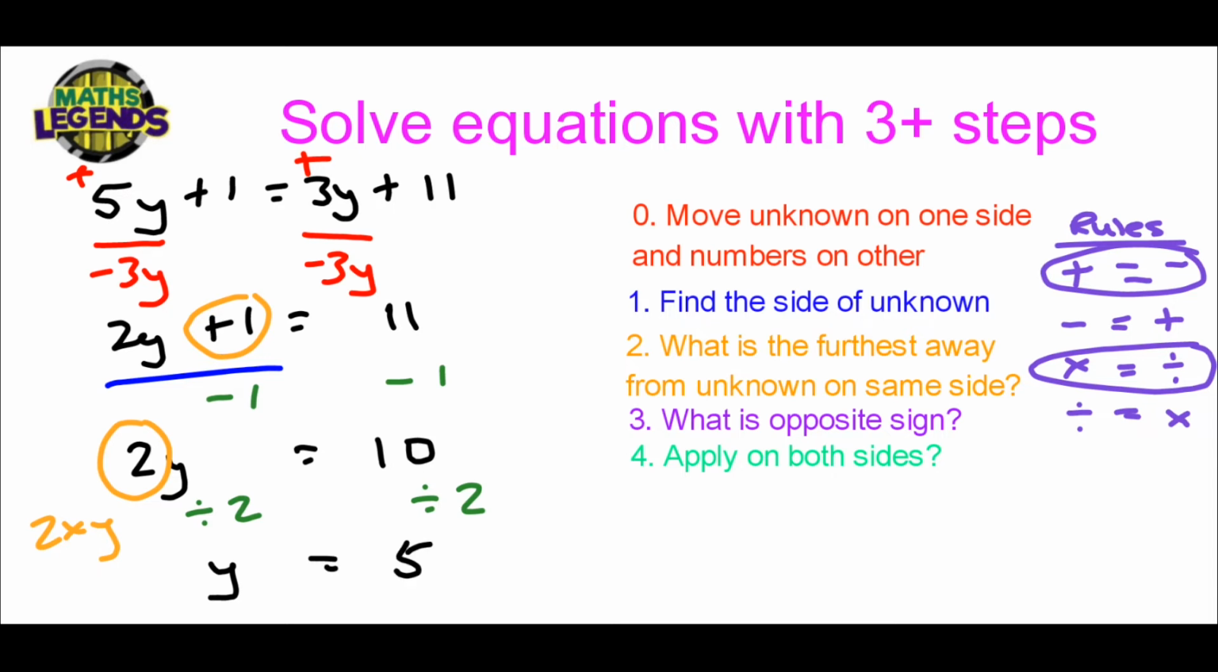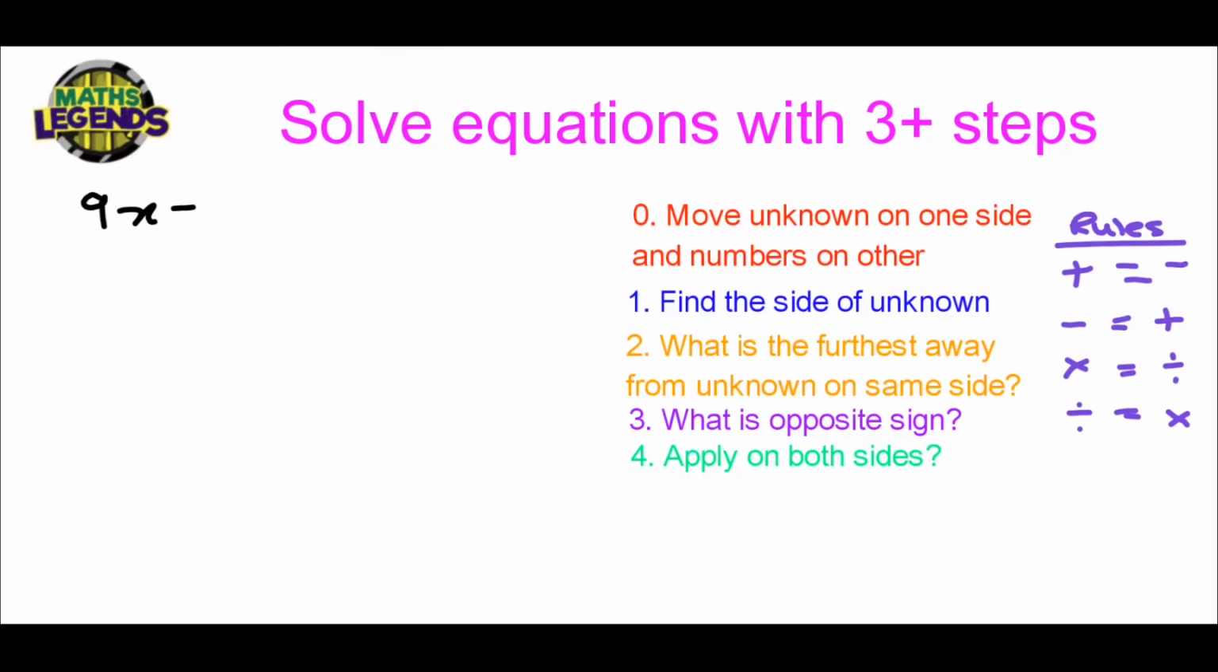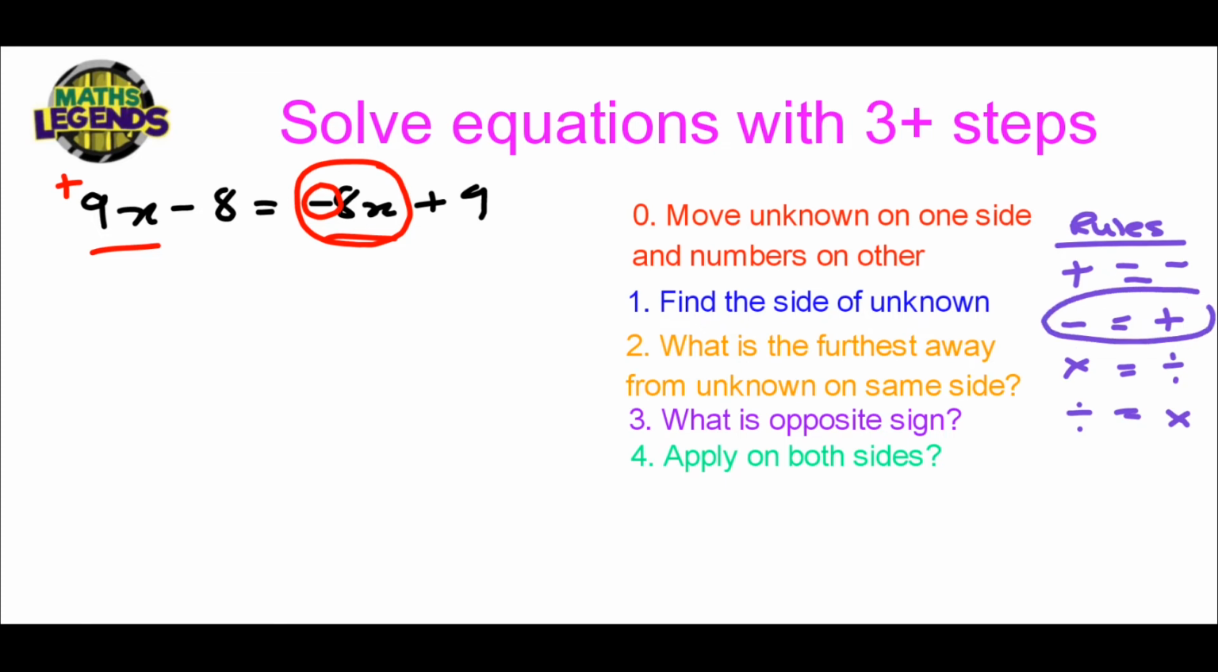Let's look at another example. 9x minus 8 equals to minus 8x plus 9. Now here we also have x's that are unknown on both sides. So now we need to look at the signs for each of these. So the 9 is a positive and the 8 is a negative. So now we don't like negatives, so we're going to try to get rid of that. So we're going to look at removing the minus 8x. So according to our rules, we need to use the plus operation as that's the opposite to the minus. And we need to apply on both sides, so plus 8x and plus 8x.